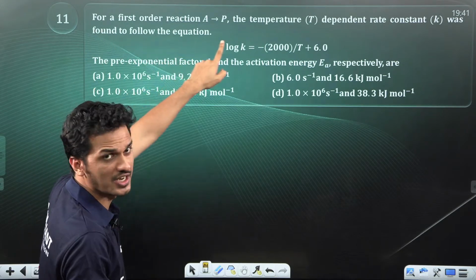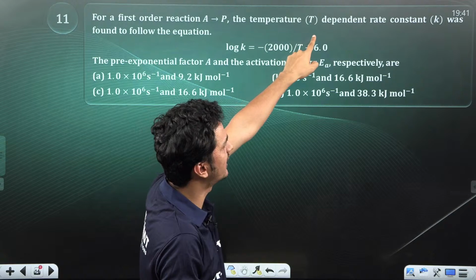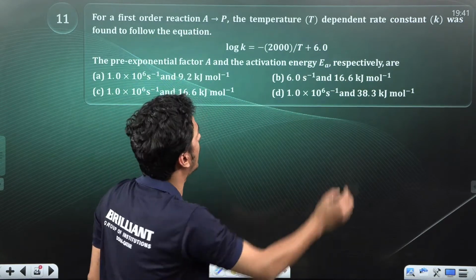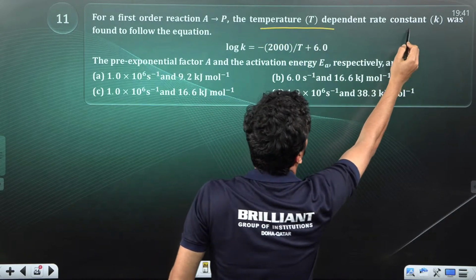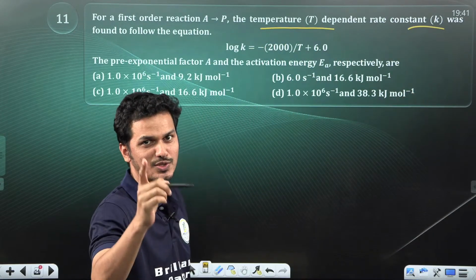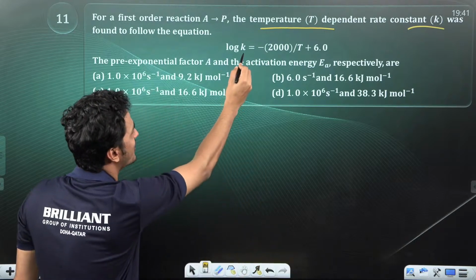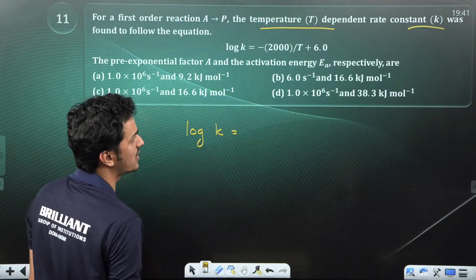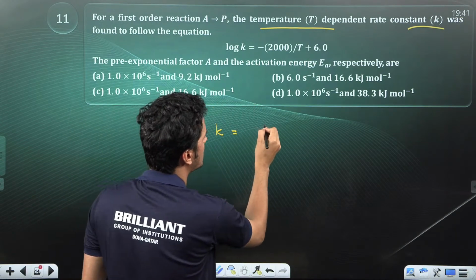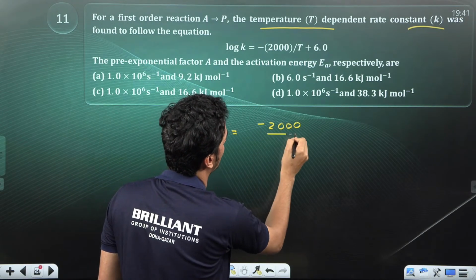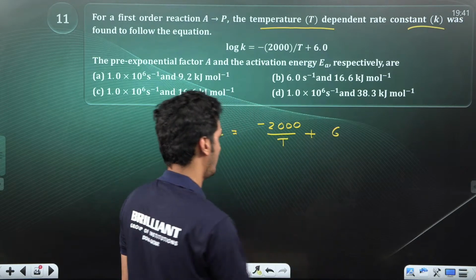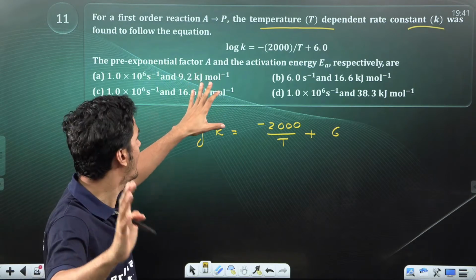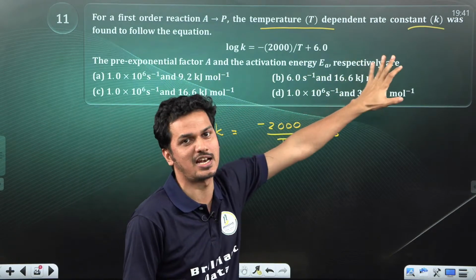For a first order reaction, A gives P, the temperature T dependent rate constant K was found to follow the equation. So the temperature dependency of T and rate constant K, that equation is called what equation? Arrhenius equation, you remember. So they gave the equation: log K equal to minus 2000 divided by T plus 6. And they are asking for the pre-exponential factor A and the activation energy EA respectively.